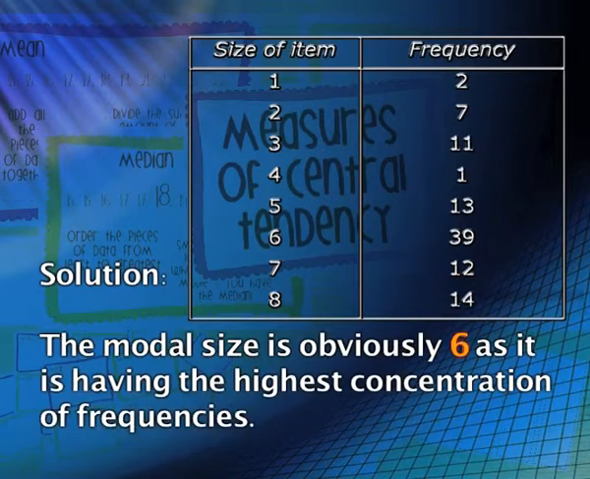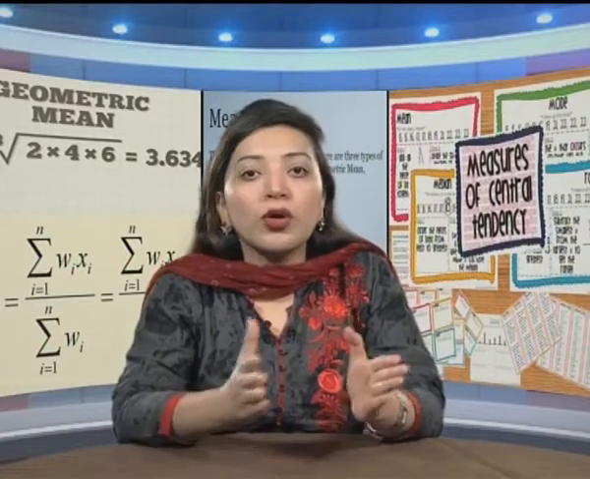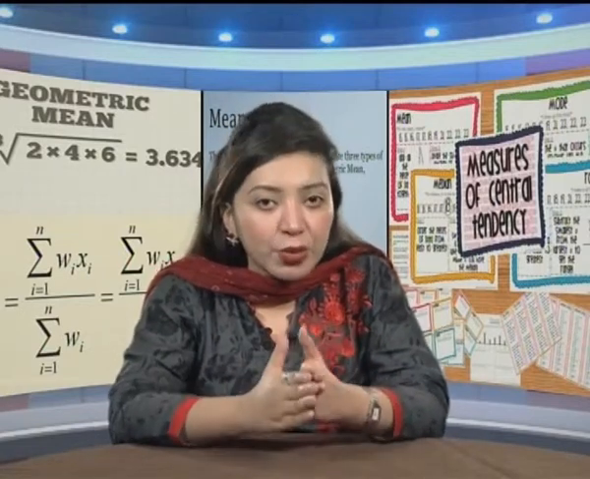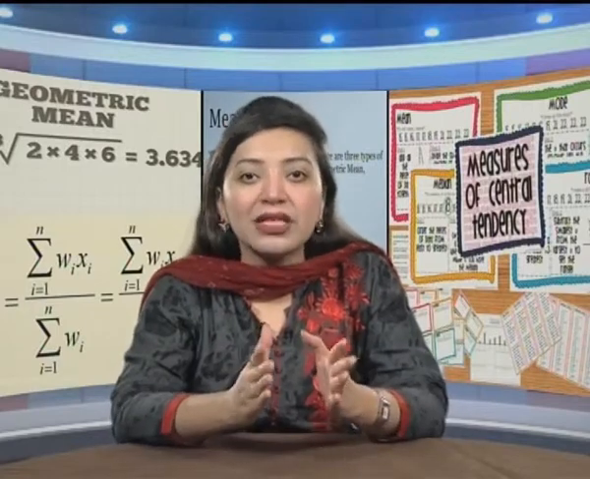Now we'll see the solution. The modal size is obviously 6 as it is having the highest concentration of frequencies. We can see that in the above data set, the mode was visible at a glance because the difference in the frequencies is very large. Now the next case is the calculation of mode in case of continuous series. So we have seen the calculation in case of individual series and discrete series. Now comes the continuous series.